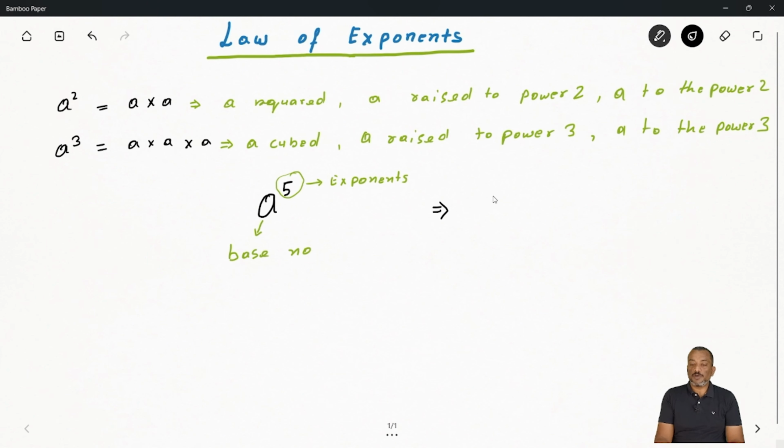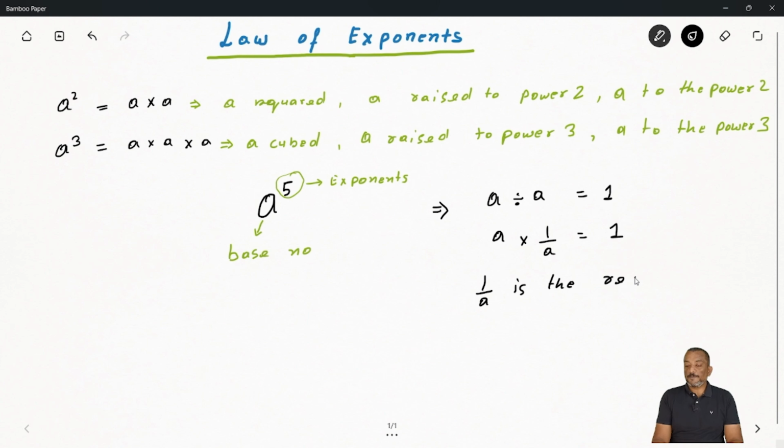Suppose you have A and A is divided by A. So you know already that A divided by A is equal to 1. So how will it be possible? You can say here we can write A times also the reciprocal of A. So 1 over A is equal to what? Also 1. Here we can say 1 over A is the reciprocal of A.